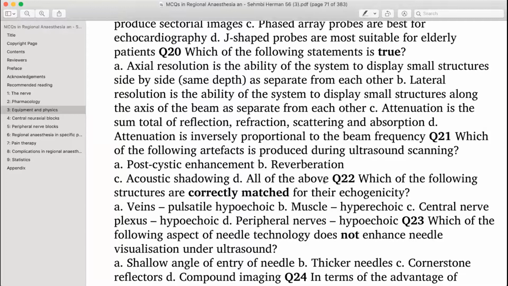Yes, sir. Post-cystic enhancement is also one artifact. Reverberation also is an artifact. Acoustic shadowing is also an artifact. Why not all of the above? Post-cystic enhancement is also there during scanning of arteries and blood vessels. I was thinking it is D, all of the above. I was also. Okay, we will accept it because the expert opinion is here. I think the answer should be all of the above.